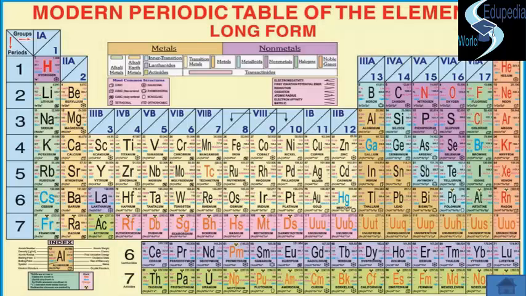So friends, let's conclude with the periodic table. When we move from top to bottom in a group, we have a decrease in electron affinity, and when we move from left to right in the modern periodic table, the electron affinity increases. But yes, these increases and decreases are not regular, which we'll be learning in the higher standards.